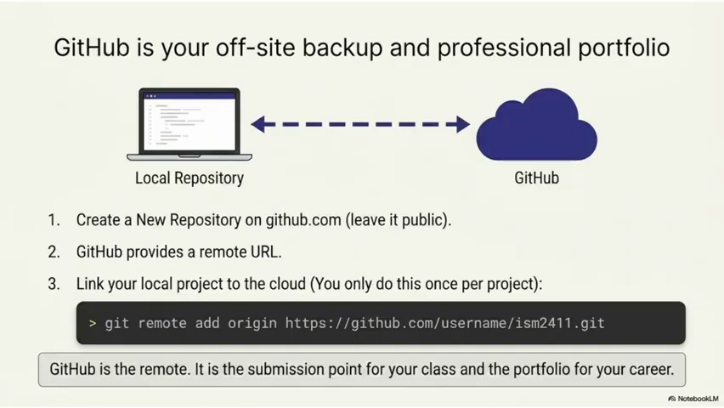After pushing, go to your GitHub portfolio. If you see your commits and files, your work is officially submitted and backed up. The green check on the slide confirms this. If the repository shows your latest commit message and the files are visible, the submission is complete. This is the state you verify before submitting your work to your professor.